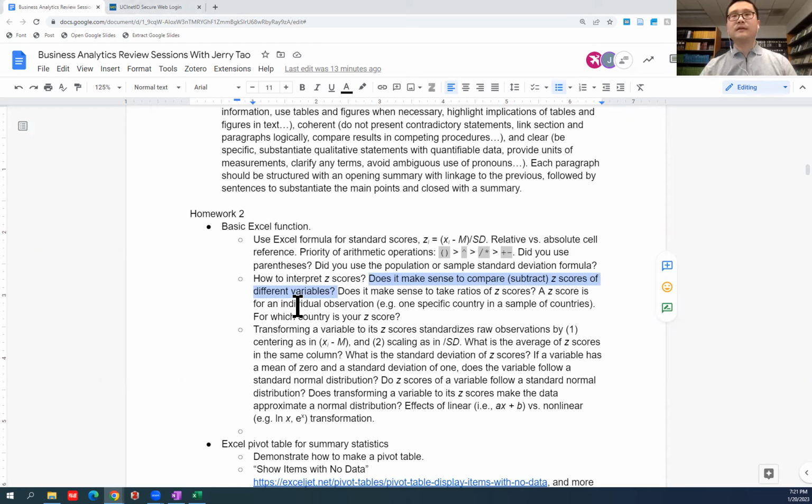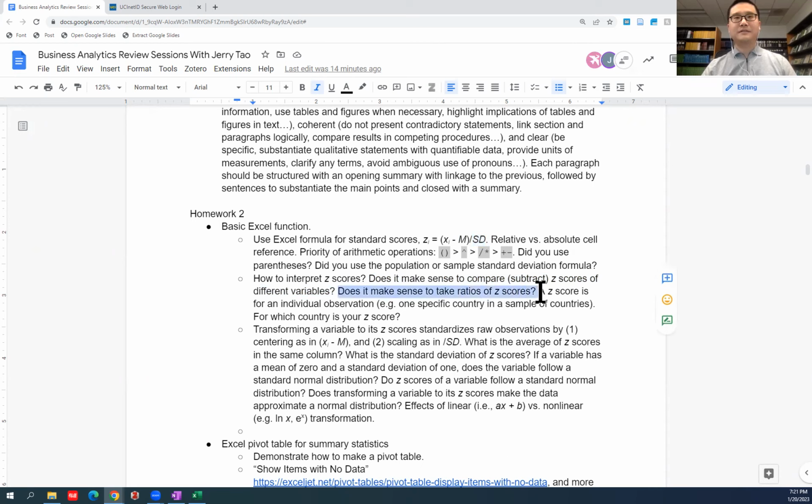So because the z-scores are calculated for a specific variable, if you move to a different variable, which usually has a different mean and standard deviation, it's hard to compare between different variables, although we calculate z-scores for them using the same formula.